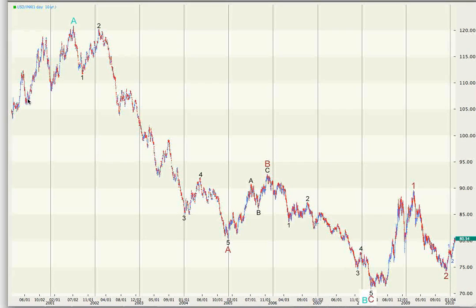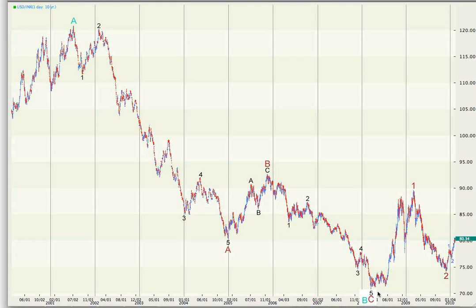Now, because this is a 3, 3, 5, where B ends below the start of A, it's called an expanded flat correction, which calls for an eventual end to these upward rises at or comfortably above the top of A, which is about 122. Now, this is going to take a few years. In the next few years, we should see significant, continued, consistent dollar rises to take it well above 122.